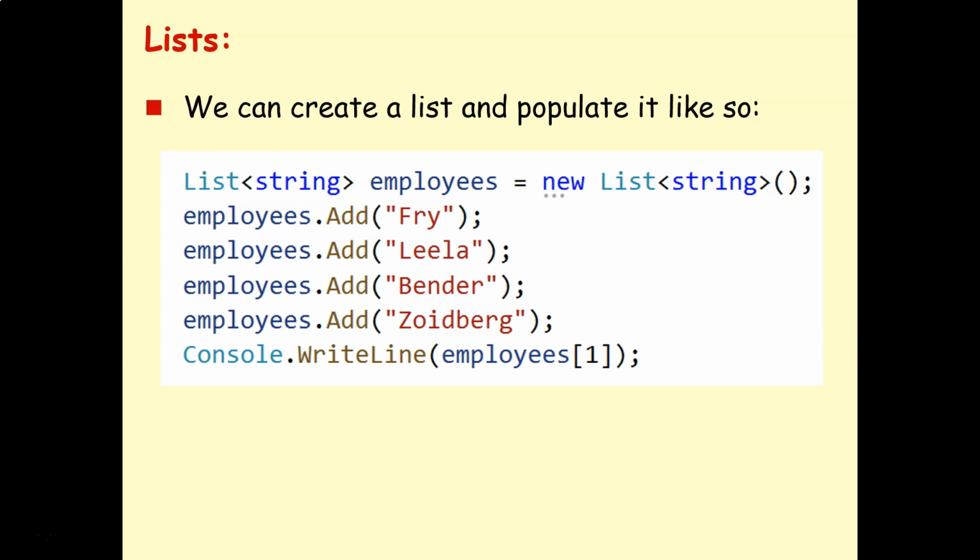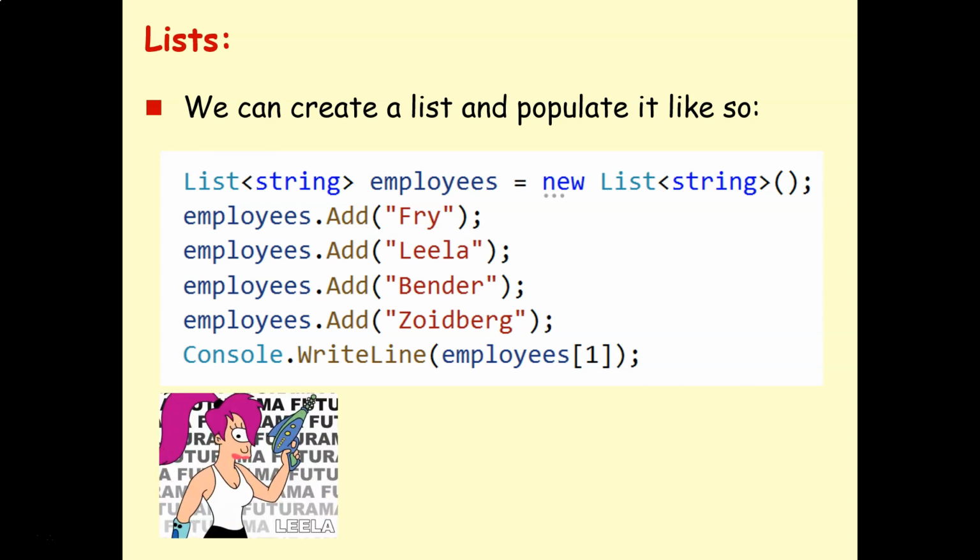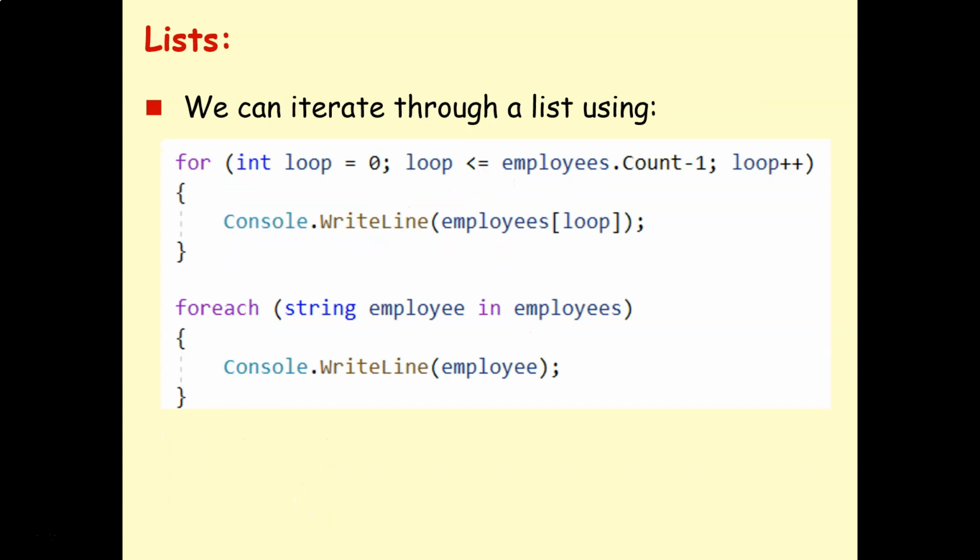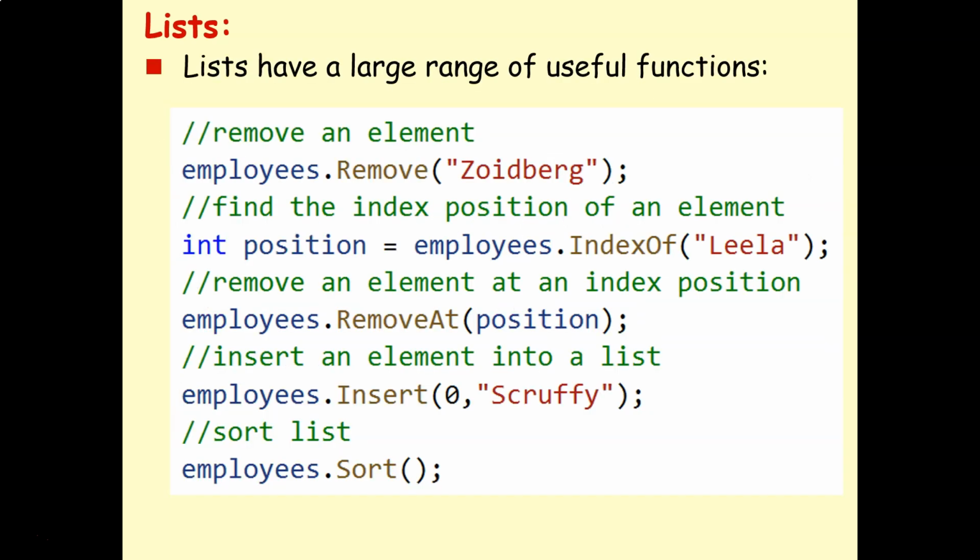So employees1 would print out Leela from our list of employees. Again, we can iterate through a list in exactly the same way that we would an array. Again, foreach is a little bit simpler and more elegant, but you might want to use a for loop. And lists have lots of useful functions built into them in C# and in other languages.